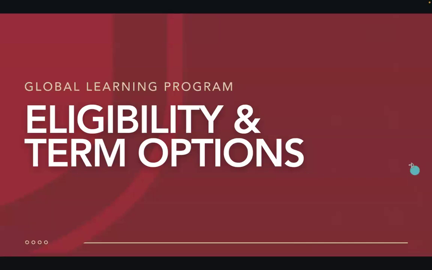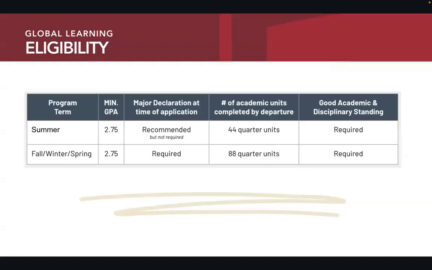Yeah, so now we're going to talk a little bit about eligibility and term options because that's usually what I'm getting asked about, especially as people are coming to campus as a transfer student or a first year student. And when it comes to eligibility, there are several things to keep in mind. The first being minimum GPA requirements. So regardless of the term a student wants to go abroad, SCU does require a minimum GPA of 2.75.